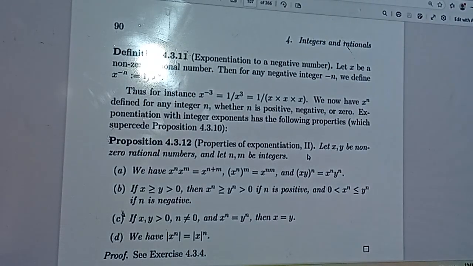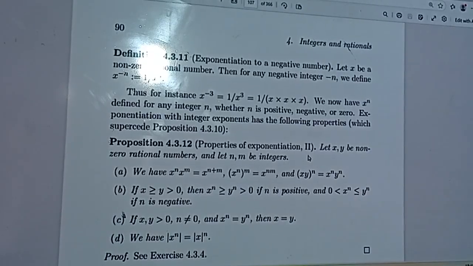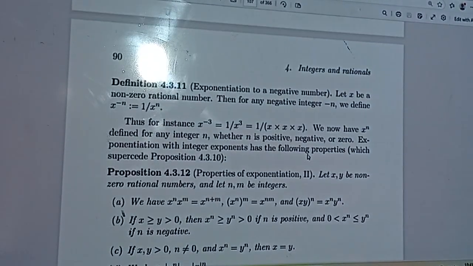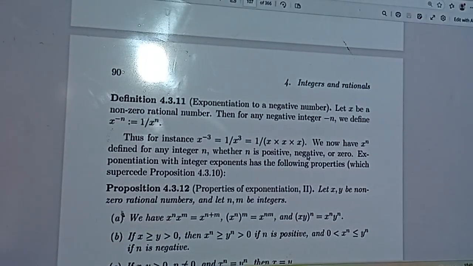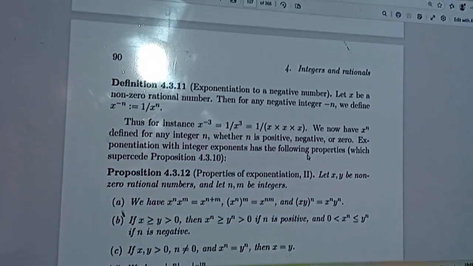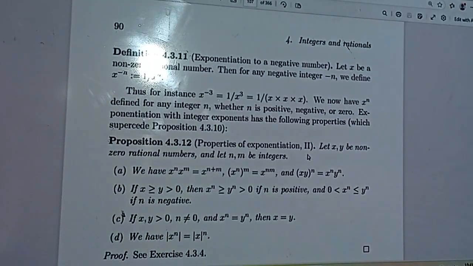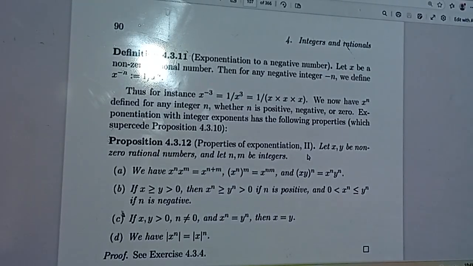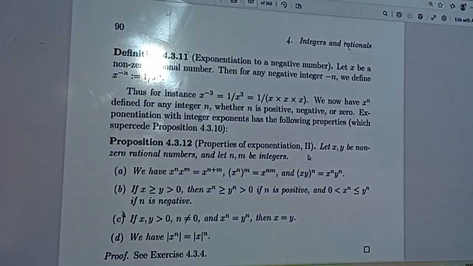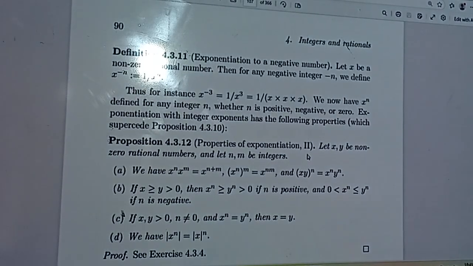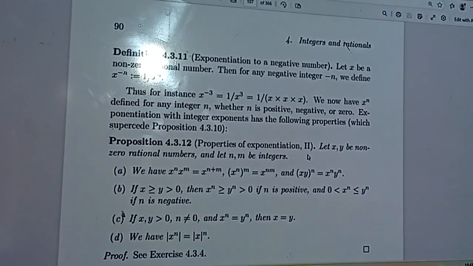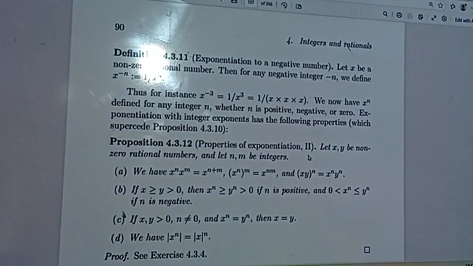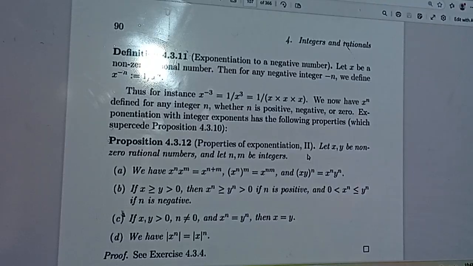If you are an expert in A-level type of thing, there is no question here. Then part C can sometimes be challenging, no? In some way: x y greater than 0, n is non-zero, x to the n equals y to the n. Then x is equal to y. How will we be proving this thing? Because this is obvious. Obvious means we know that it is true. That's what I mean by obvious.